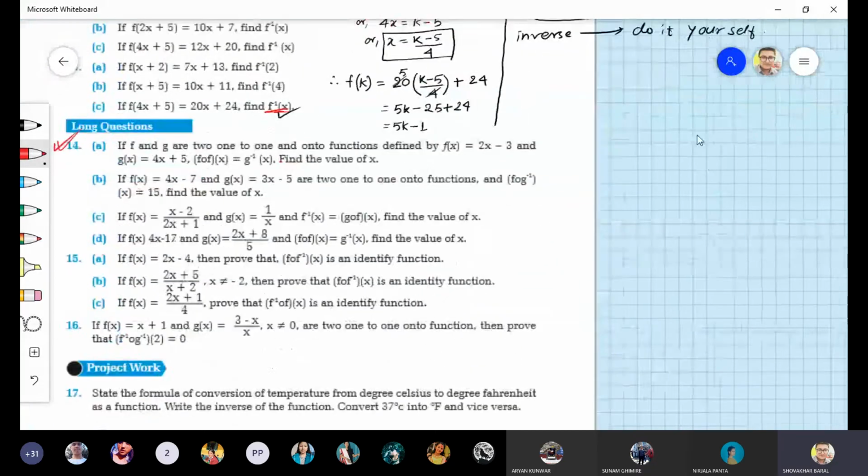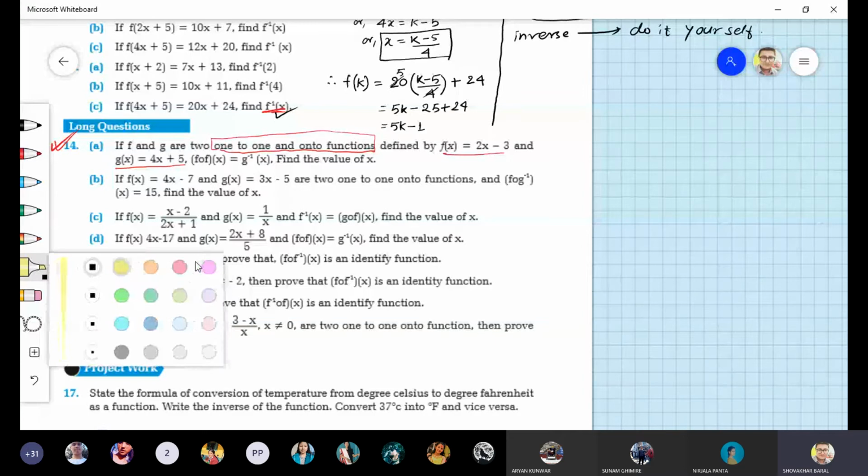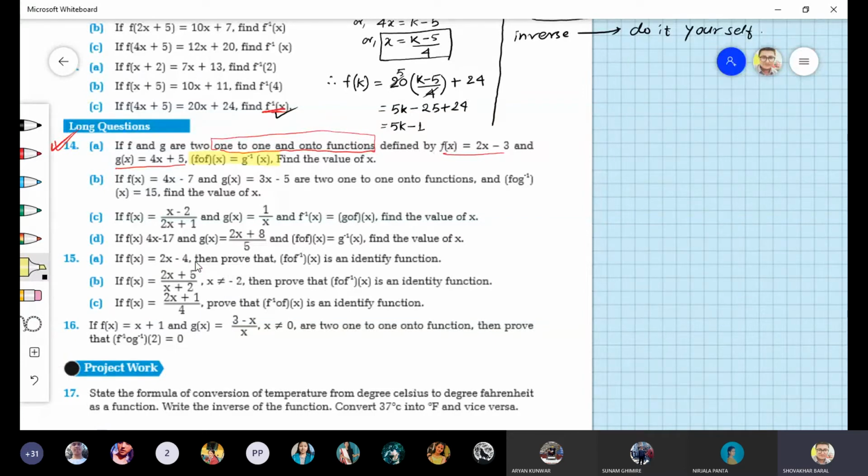Read the question. If f and g are two one-to-one and onto functions, the question is making sure that the inverse exists. Even if it is not given, if the inverse is defined and given there, then you can simply understand that these functions are one-to-one and onto. If g inverse is given, then you need to understand that g is a one-to-one and onto function, otherwise the inverse doesn't exist. The functions are given like this: f(x) = 2x minus 3, g(x) = 4x plus 5, and one more condition is given here, that is f composite f(x) is equal to g inverse x.